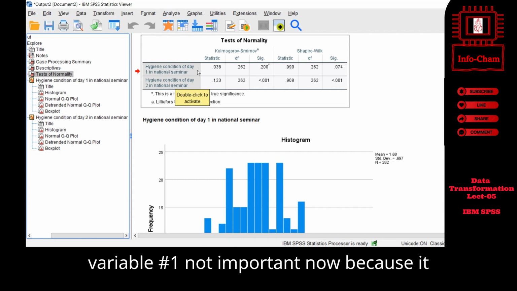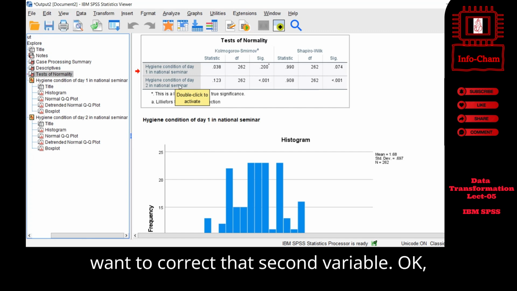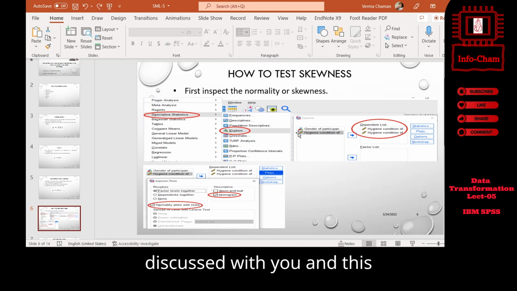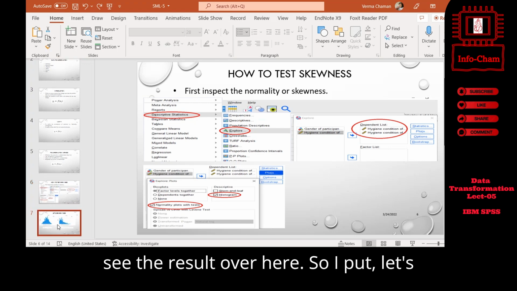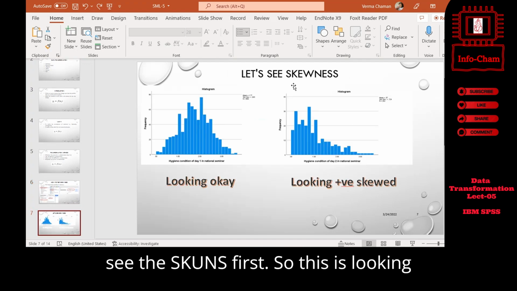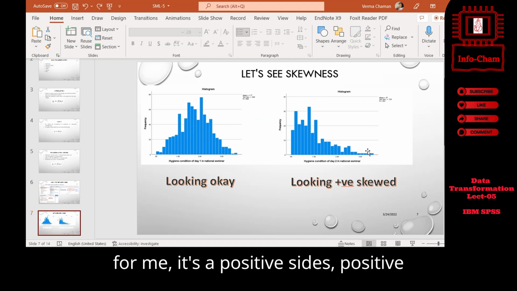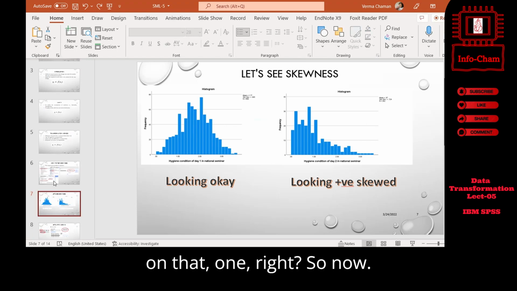For variable number one, it is not important now because it is already normal-looking. You can work with that data, no problem. But I want to correct that second variable. First of all, how to test skewness, I discussed with you, and you have to follow these steps, and then you can see the result over here. Let's see the skewness first. This is looking okay. I put it here, and for me it is positive skewness. So I want to focus on that one, right?